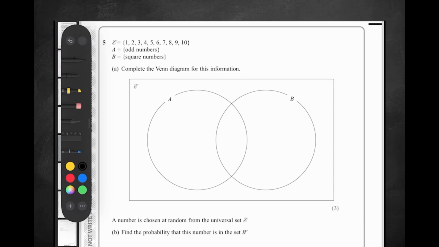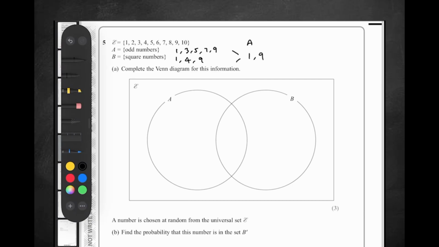So I'm just going to write up the top here before I start drawing on the Venn diagram. So A is the odd numbers, so that's going to be 1, 3, 5, 7, and 9. B is the square numbers, which will be 1, which is 1 times 1, 4, which is 2 times 2, and 9, which is 3 times 3. So numbers that appear in both lists are going to be 1 and 9.